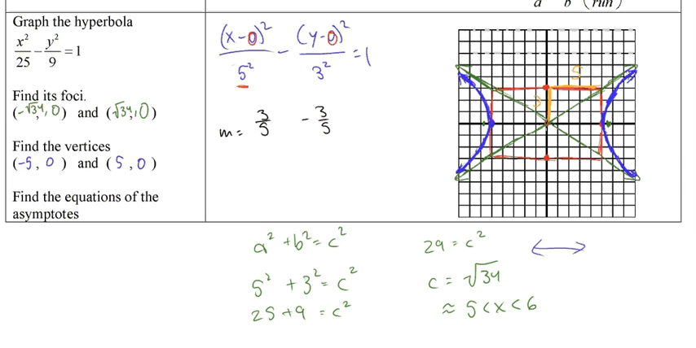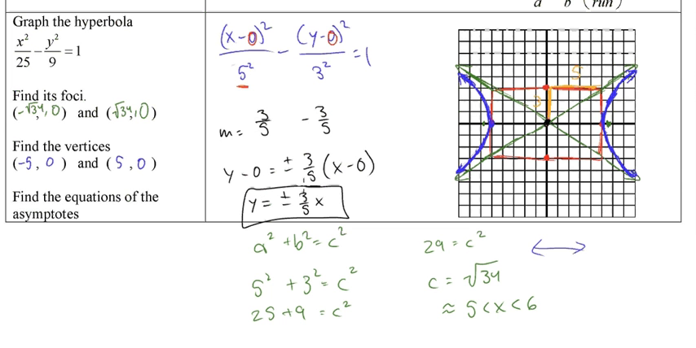And what's our center? Well, our center is 0. So we could write it out as y minus 0 equals plus or minus 3/5 times x minus 0. But really, what is y minus 0? It's just y. So y is equal to plus or minus 3/5 x, since x minus 0 is just x. There's the equation of our asymptotes. All right, hope that helped.